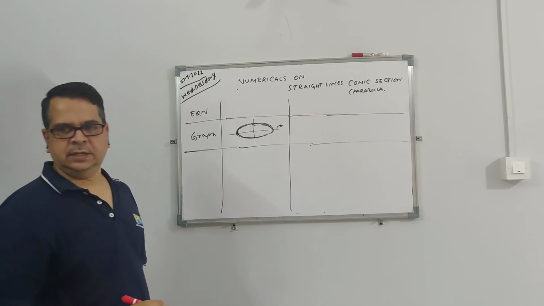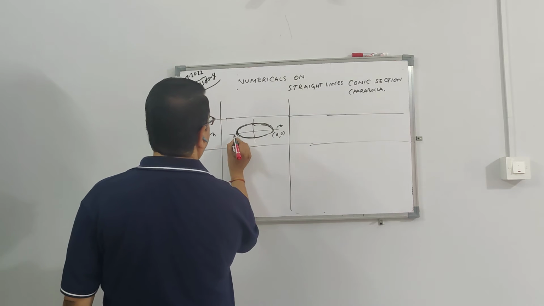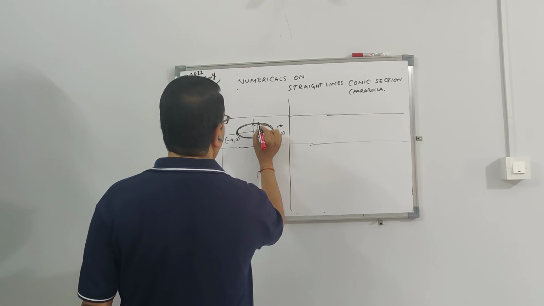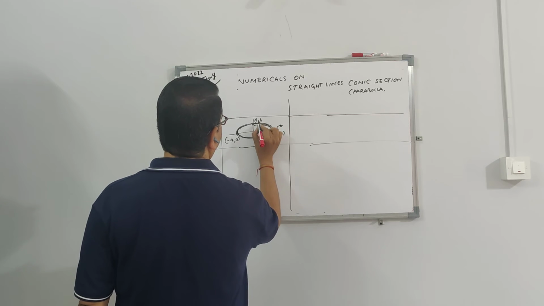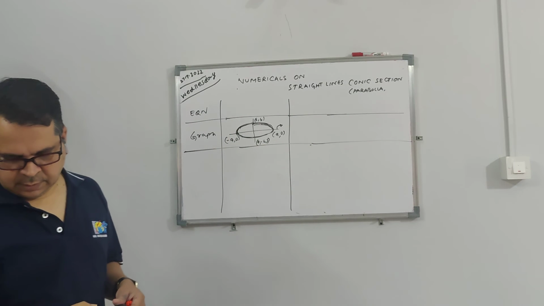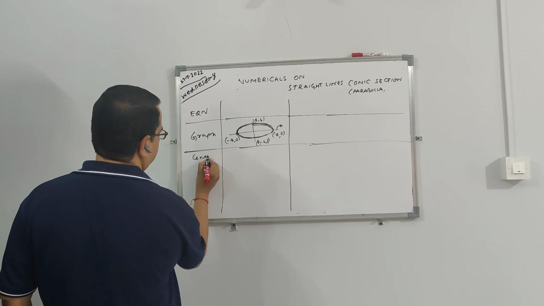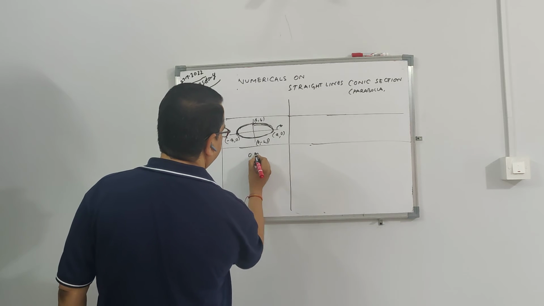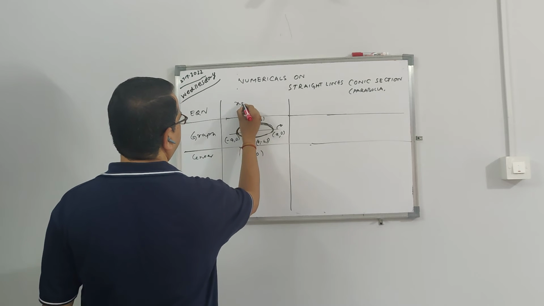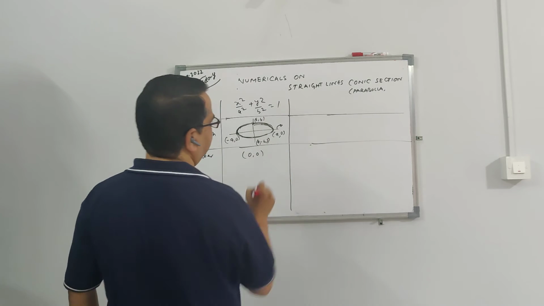This is your major axis. That is your minor axis. So it will be a, 0, and this is minus a, 0, and this is 0, b and 0, minus b, right? So the center of this ellipse is 0, 0, and the equation of this ellipse is x square by a square plus y square by b square is equal to 1.